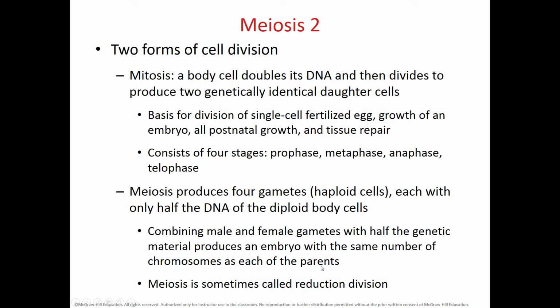So we have two types of cell division. We have mitosis and we have meiosis. In mitosis, the body cell doubles the DNA. So you have DNA duplication, and then you divide this duplicated DNA to give your two daughter cells an identical number of chromosomes. So you don't change this number of chromosomes.